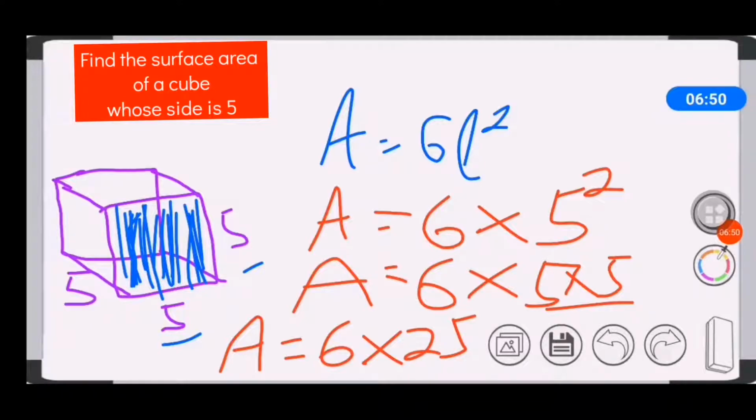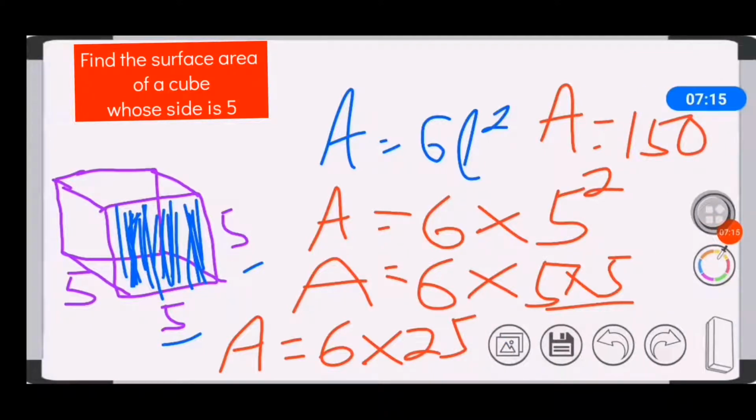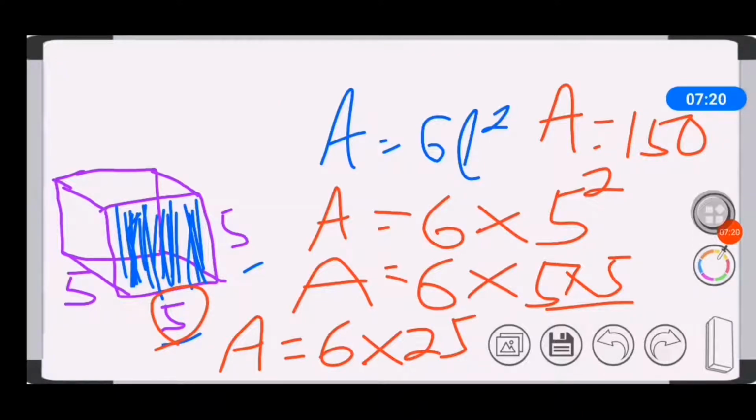Now 6 times 25 will give us 180, if I'm correct. 150. Okay, so our area will be 150 squared units, because we were not given any unit. Remember, in area, if you are not given the unit, you need to put your answer as a squared unit. All right, now let us look at the second example.